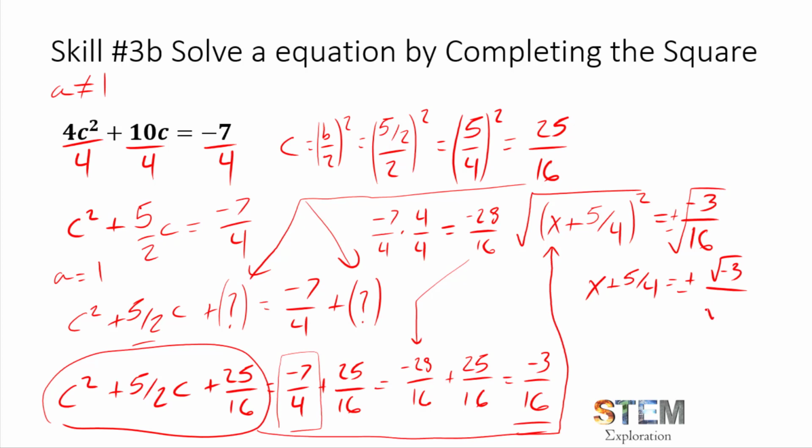And remember that when we're looking at the square root of negative 3, this is equal to the square root of negative 1 times the square root of 3, which, again, remember that this is equal to i, so this is equal to i square root of 3. So now if we want to simplify this out, we just say x plus 5 over 4 is equal to plus or minus i square root of 3 all over 4.